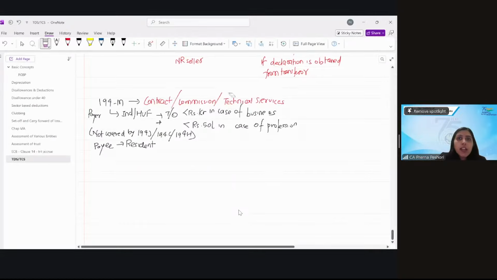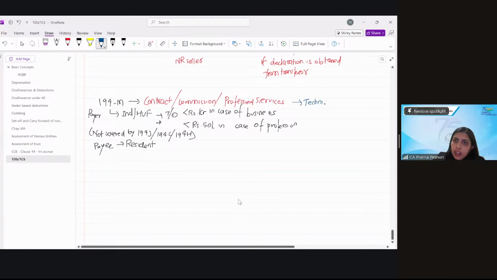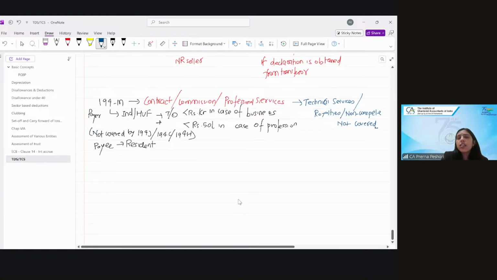Here, sorry, it should not be technical, but the professional services. Only professional services are covered here, not the technical. So technical services, royalties, non-compete are not covered. Are we getting it? So if an individual or HUF pays for technical services and its turnover is less than 1 crore or 50 lakh, it is not covered under 194M. Only for professional services, 194M applies.